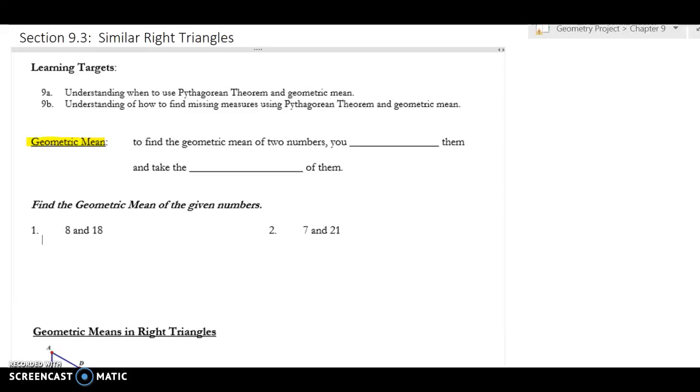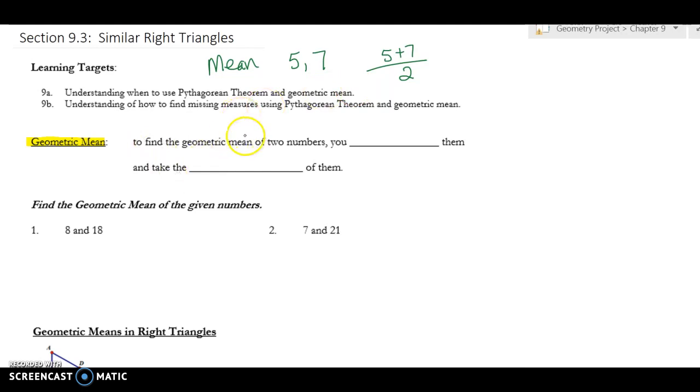Okay, so what we're doing today, this lesson is about section 9.3, similar right triangles. Before we get into what similar right triangles look like, we need to actually talk about a geometric mean. You have an arithmetic mean, which is just the regular mean, where if I have two numbers, I would add the numbers up and then divide by how many numbers there are. To find the geometric mean of two numbers, you multiply them and then you take the square root.